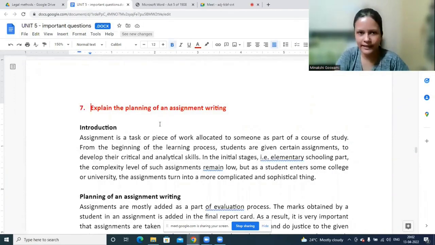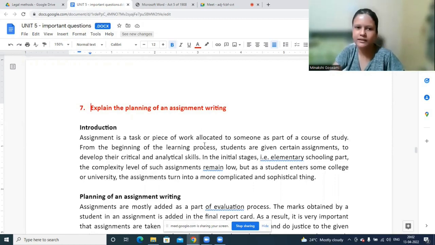topics. Okay, explain the planning of an assignment writing. Now, when you talk about planning of an assignment writing, or the steps involved in a research, these are something we can relate with how we would proceed with a certain thing, right? That is the same process we can write. So, planning of an assignment writing.